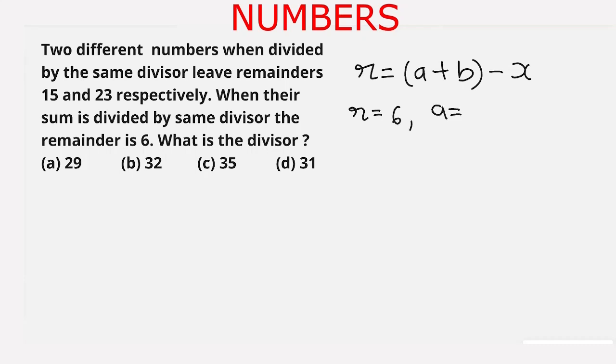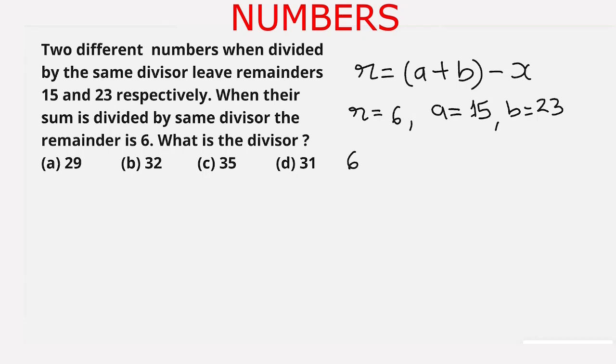When the first number is divided by the divisor, the remainder is 15. So A equal to 15 and B equal to, which is the second remainder, which is 23, and X is our required number, which is the divisor. If we put the values, then we can get the value of X.